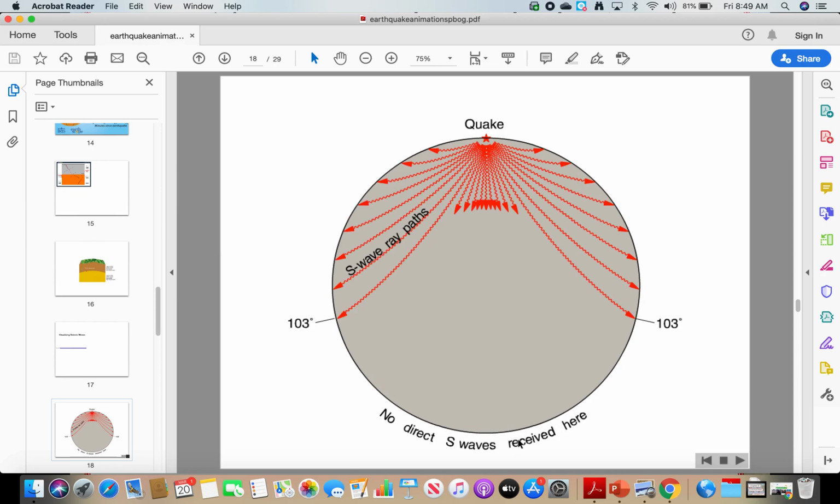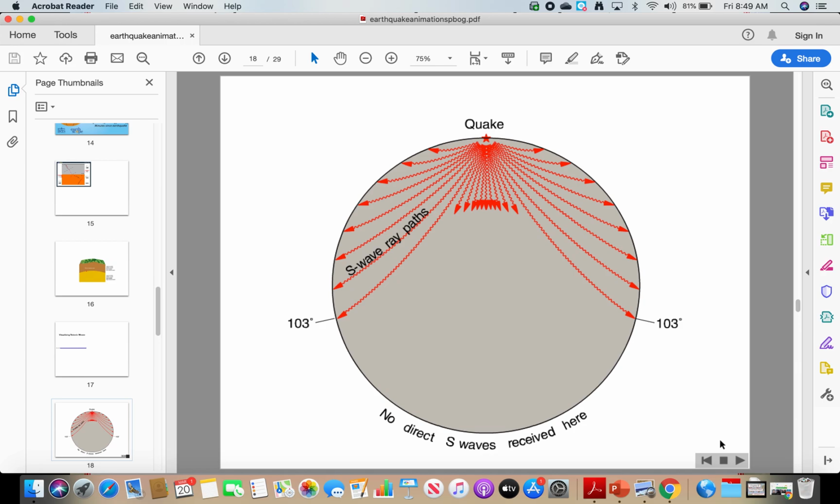So why wouldn't they feel an earthquake? Why wouldn't they get any S waves here? Well, it's because there must be something liquid in between this quake and this person. Not only this person down here, but all the seismograph machines, all the seismometers that are down here. This is how we figured out that the outer core is liquid, because S waves were not detected down here.